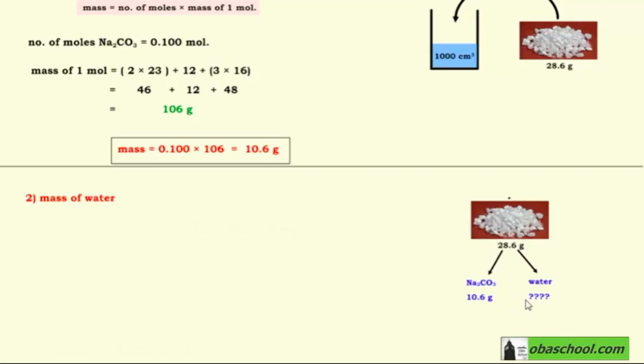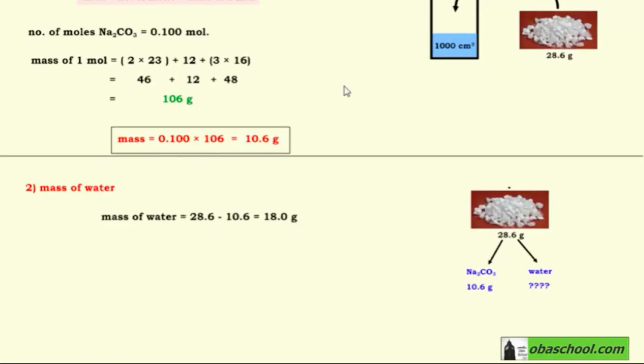I subtract the mass of the sodium carbonate from the mass of the entire thing to obtain the mass of water. So, it's 28.6 grams minus 10.6 grams equals 18 grams. So simply we subtract the whole mass by the mass of sodium carbonate to obtain the mass of water. So now I have the mass of water and the mass of sodium carbonate. I have to find N.